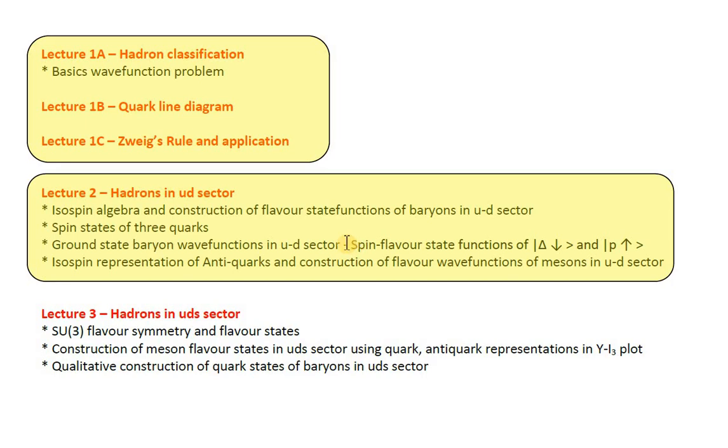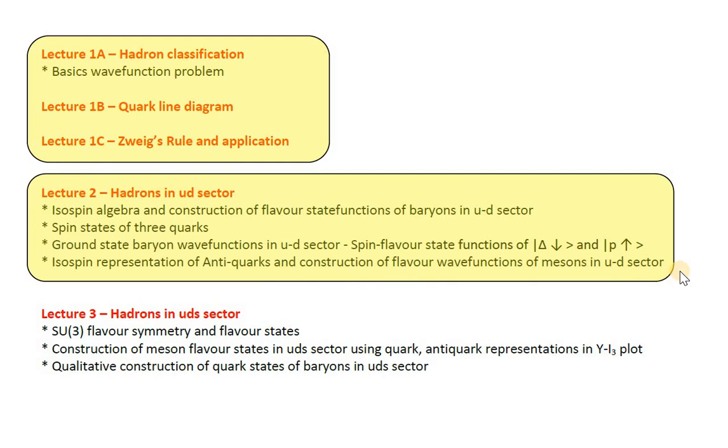I have written down the expressions for the spin flavor state functions for delta spin down, proton spin up, and also the neutron spin down cases. And finally, I talked about the isospin representation of antiquarks and construction of flavor wave functions of mesons in the UD sector. So this is what we have been doing.